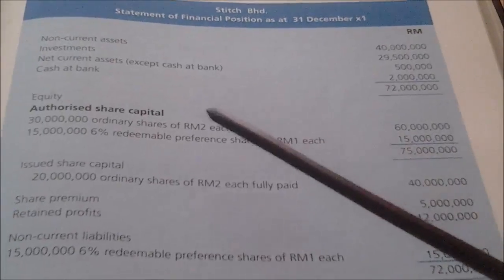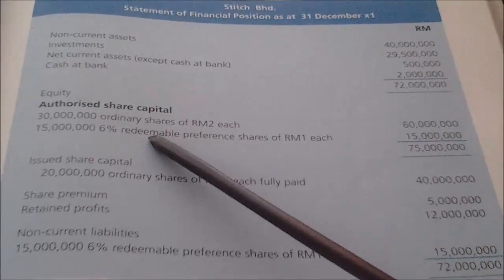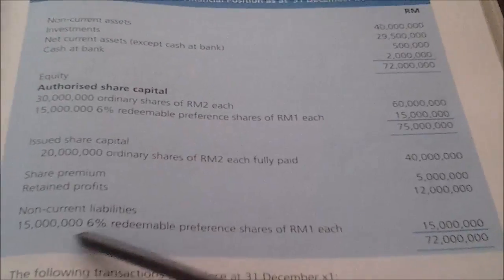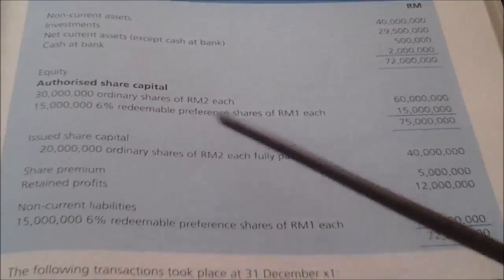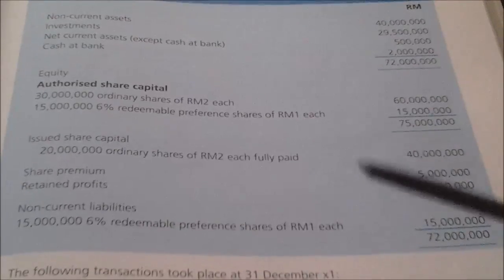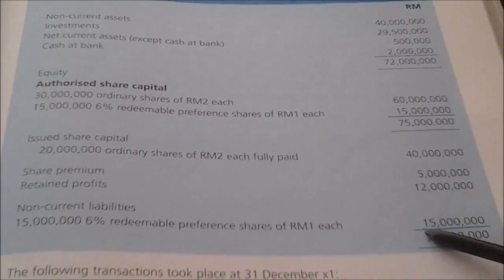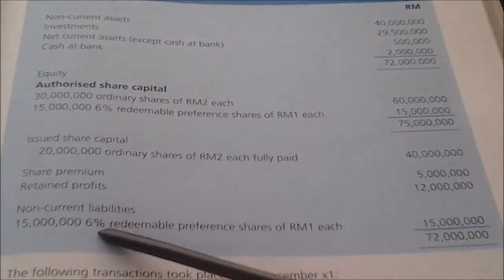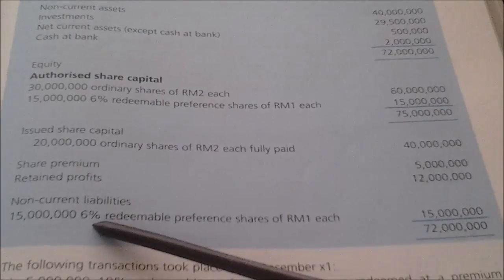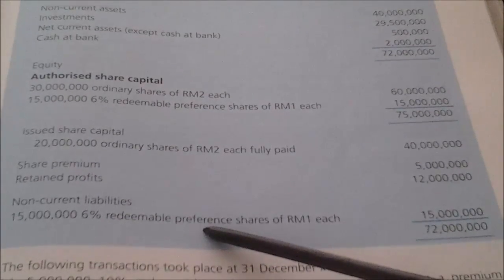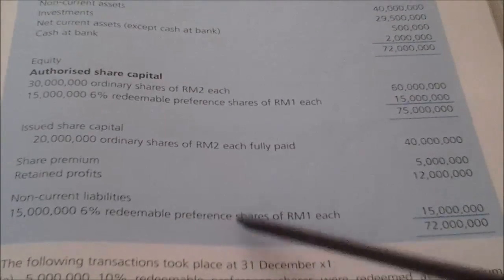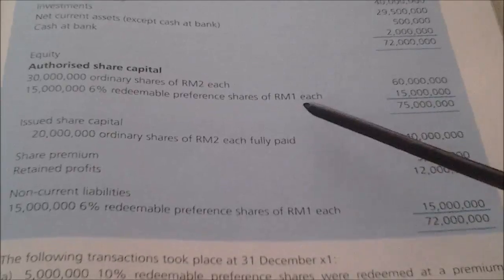So in this case, your 15 million 6% redeemable preference shares have been called up fully. 15 million 6% redeemable preference shares of 1 ringgit each. This 6% is the dividend that should be paid for these preference shares every year. So we'll go into this later.